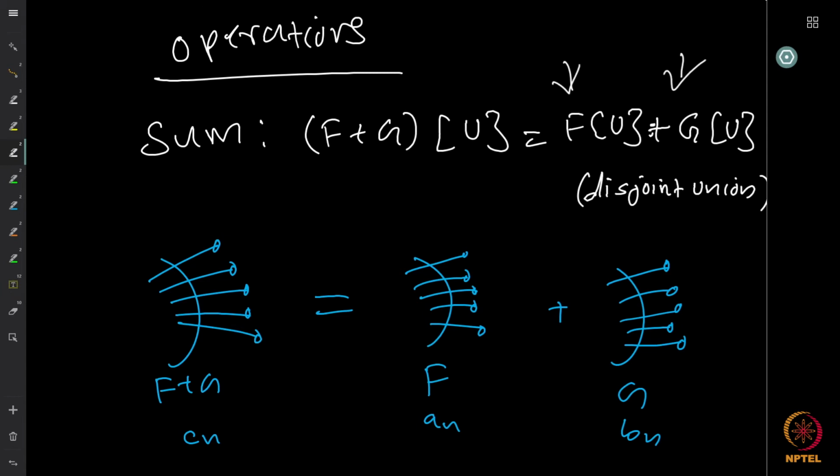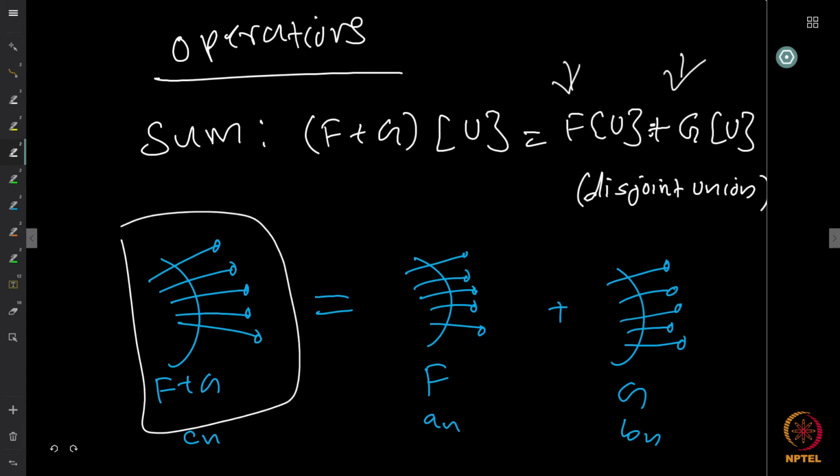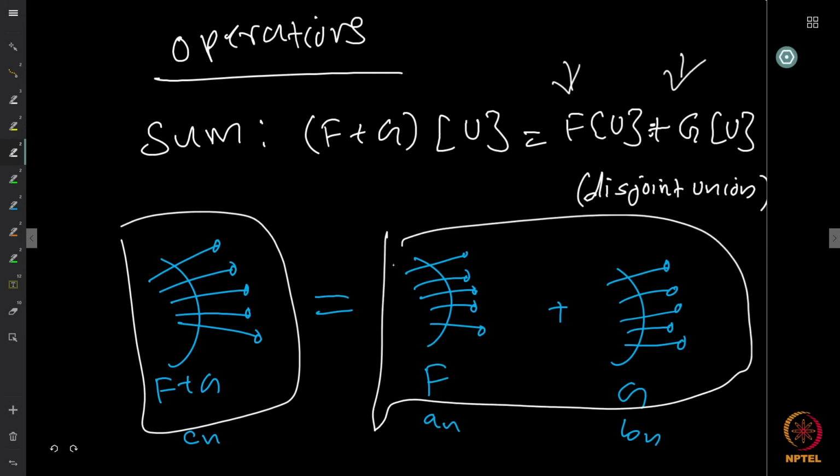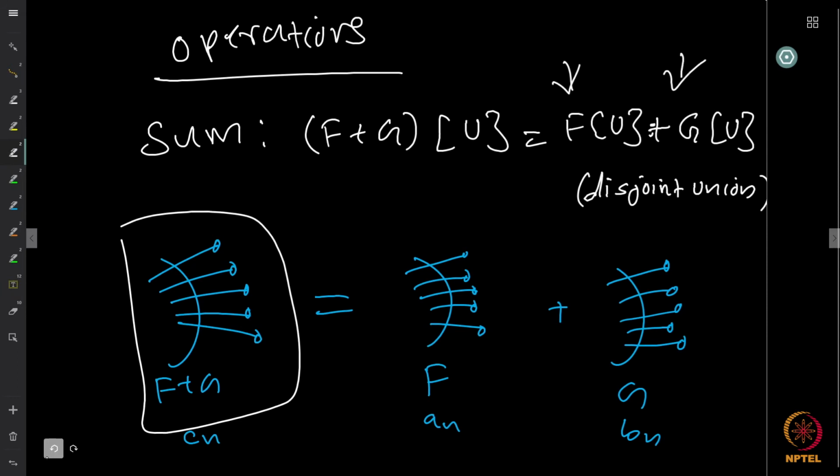And what does the disjoint union look like? In a pictorial manner, F plus G on this set is basically an F structure on the same set plus a G structure on the same set. All possible F structures you can make here, and all possible G structures you can make on the same set, all of them put together are basically the F plus G structures on the set we are looking at.